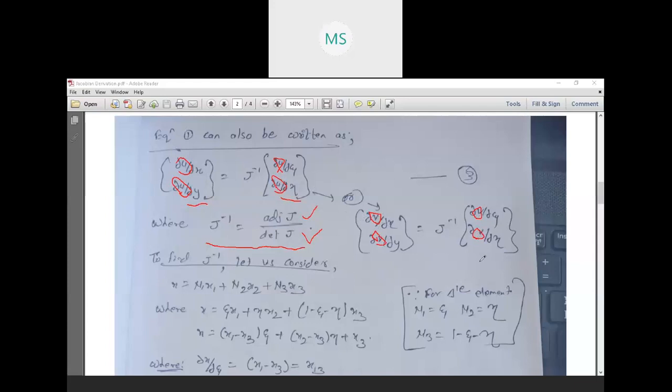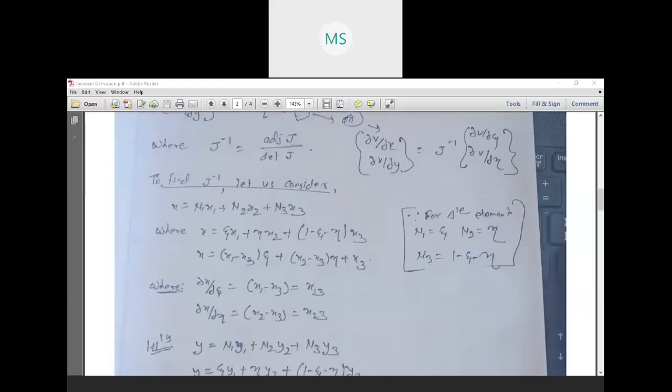Instead of u, I have written v. Why have we written v? Just to denote that the same derivations can be done in the y direction also. That we will see later when we do it for the v direction. That time it will be useful. You just understand that in the u direction, this is the application, where J inverse is adjoint of J divided by determinant of J. So let us find the adjoint of J and the determinant of J. To find that, let us see what we need to do.